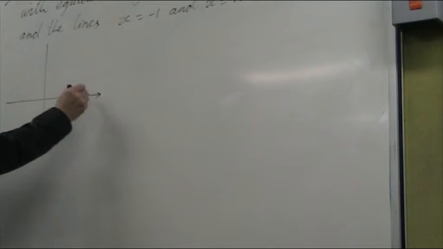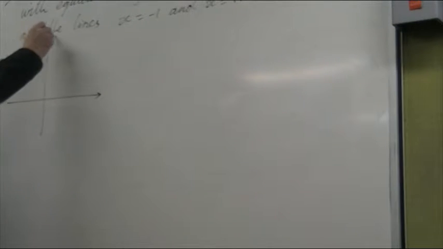Alright, so this says calculate the area enclosed by the curves with equations y equals x squared plus 1 and y equals 4 minus x squared, and the lines x equals minus 1 and x equals 1. So we can get a little bit of an idea of what it's talking about. Let's just do a rough sketch.